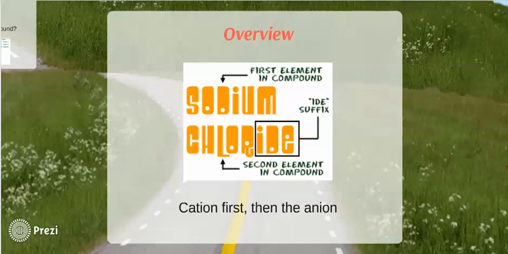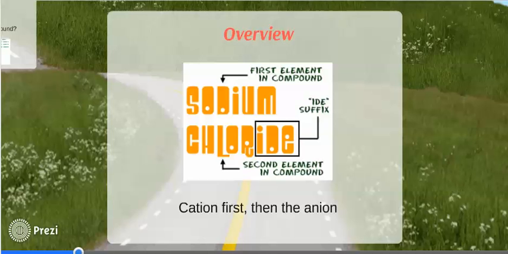So as a basic overview, we name the cation first, then the anion. So in this example, you see that we have sodium here. This is the first element in the compound. It's our cation. Then we have chloride. It's the anion. So it's chlorine. We change the suffix to "ide." So we have sodium chloride. That's the simplest kind of compound where we have simple monatomic ions, or ions that are made by just one element or one atom.